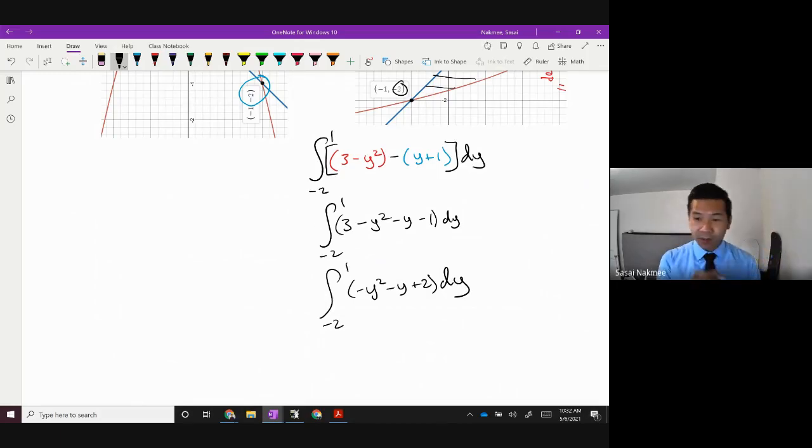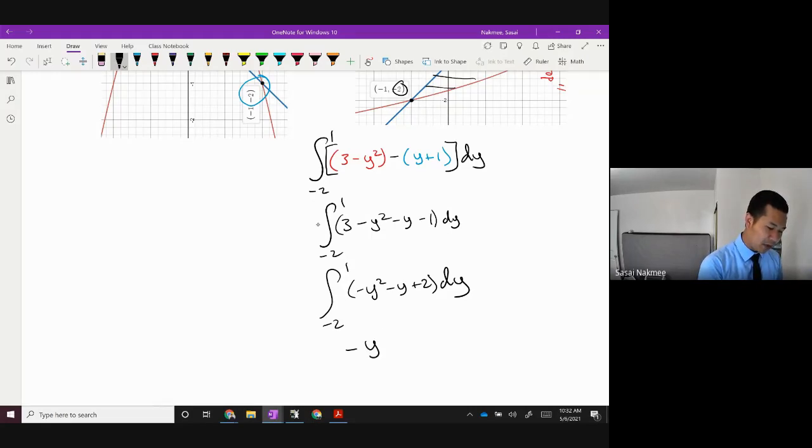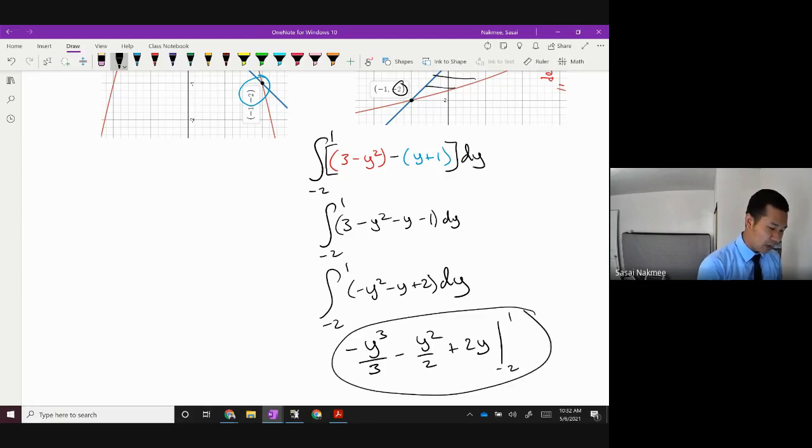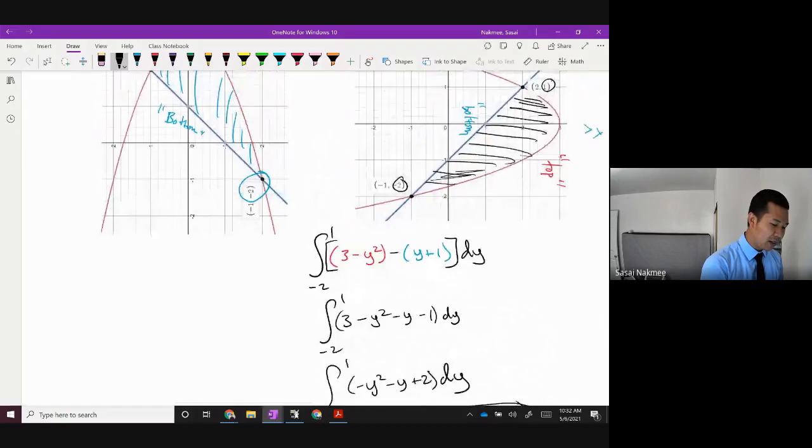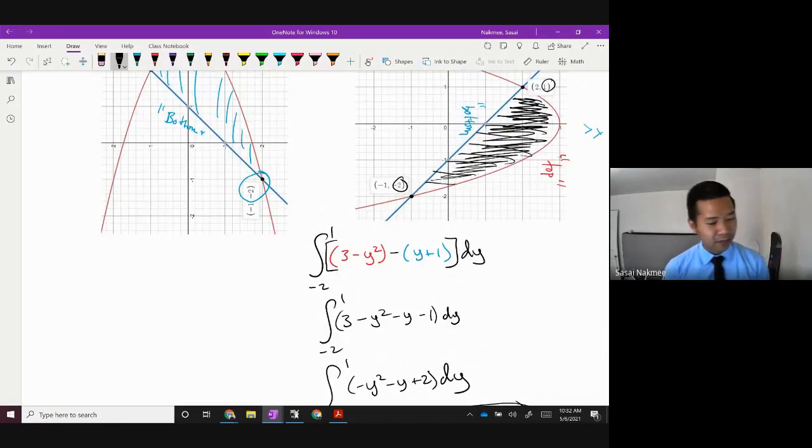And what I'm saying is this. I know it's annoying with the y, but you just do this integral like you would with the power rule. This is going to become negative y cubed over 3 minus y squared over 2 plus 2y, and then you evaluate this from -2 to 1. And what this represents is this area on the y-axis instead.